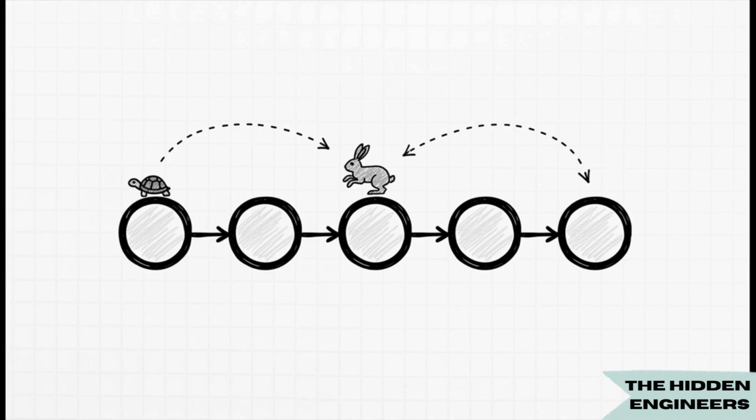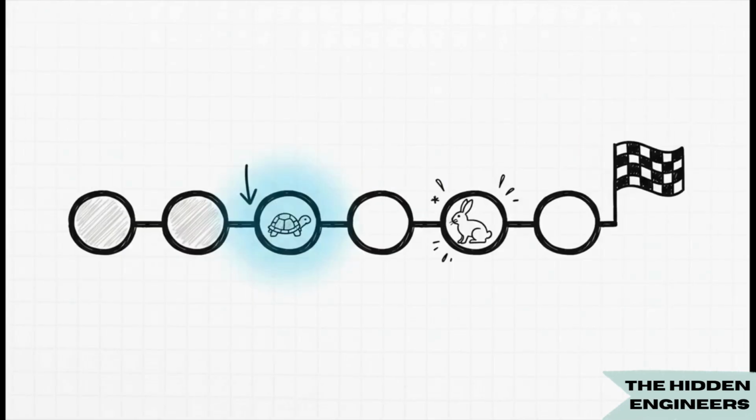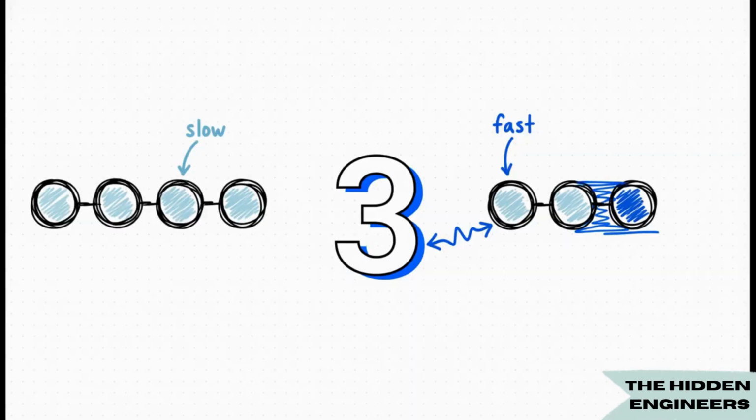So far, so good. And now for the second move. Again, the slow pointer just takes 1 little step, landing on node 3. Meanwhile, the fast pointer takes its 2 big steps and lands on the final node, number 5. And boom, that's our stopping condition. The fast pointer has hit the finish line. It can't move any further. The race is officially over. So, the big reveal. Where did our slow pointer end up? Right on node 3, the exact middle of our 5-node list. The logic holds up perfectly.